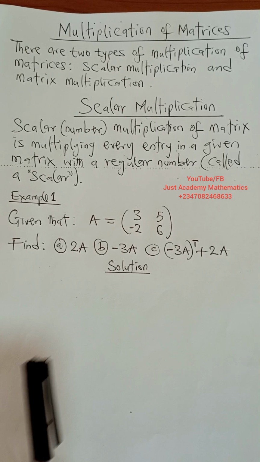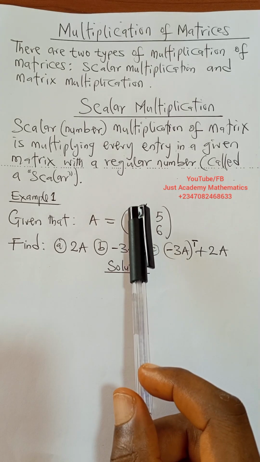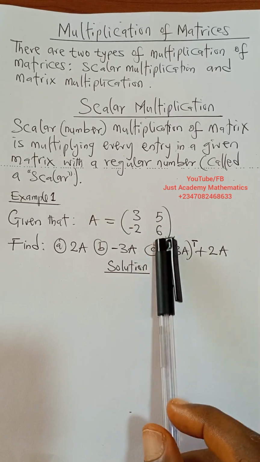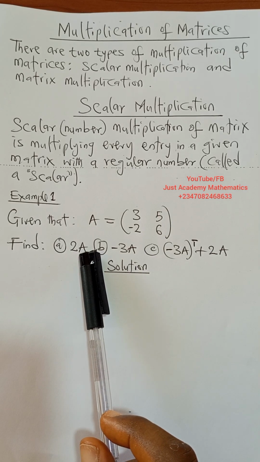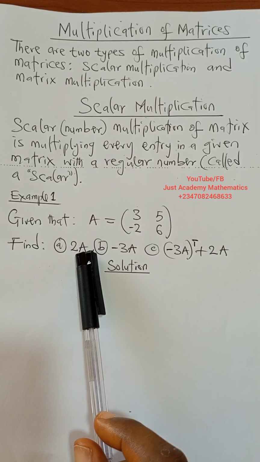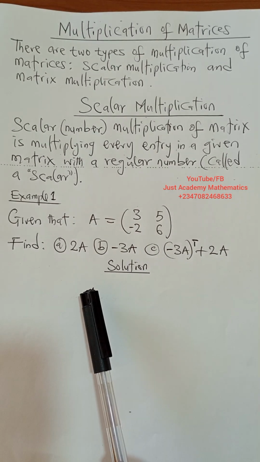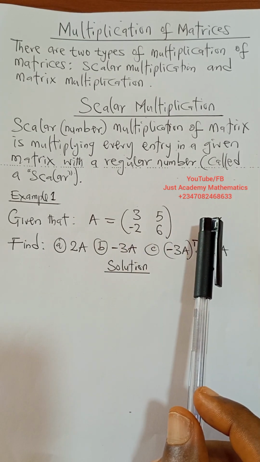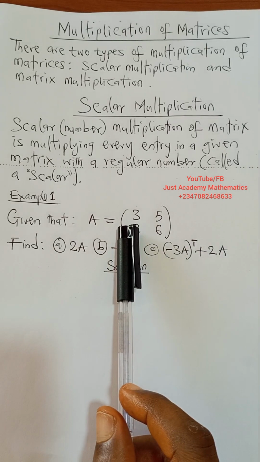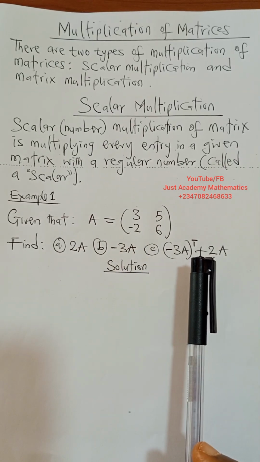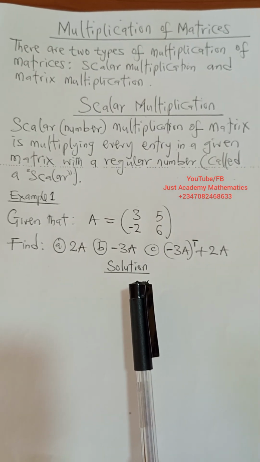So for instance, this is a matrix. Matrix A is given as 3, minus 2, 5, 6. Now they want us to find 2 times matrix A. This type of multiplication is called scalar multiplication. It's different from when you use another matrix to multiply matrix A. That one is called matrix multiplication. So scalar multiplication is very simple and straightforward.